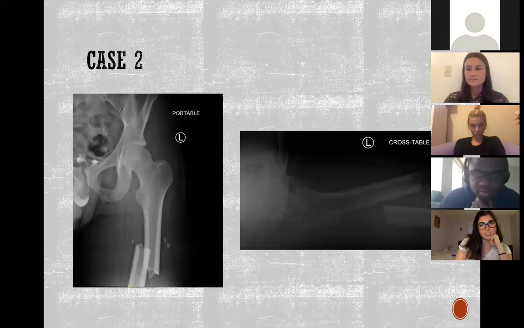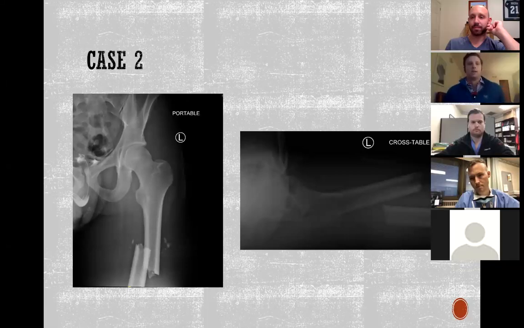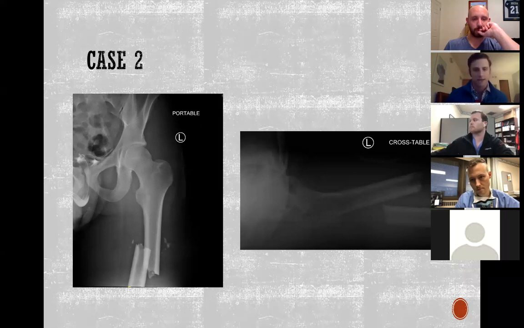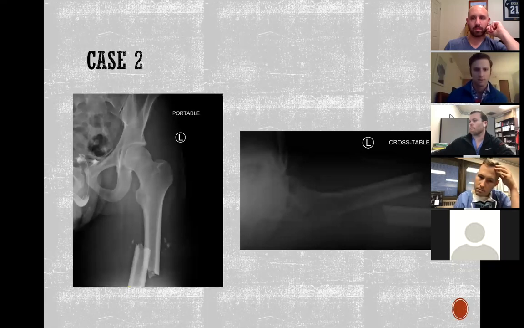I can give it a shot if that's okay with you guys. So this looks like an AP and a lateral of a left femur, demonstrating a mid-shaft, I would say roughly transverse fracture of the femur that is probably like 6 centimeters shortened, and the fracture has fallen into a little bit of, I think, varus.